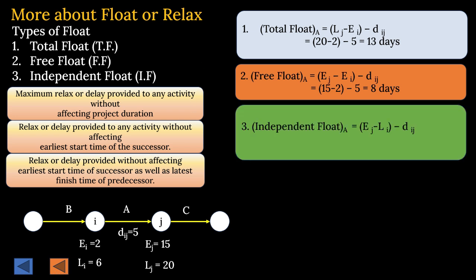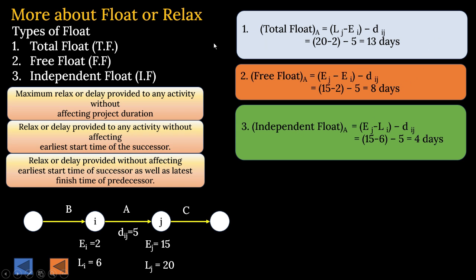What is that? Independent float of A is talking about without affecting the earliest start time of the successor, Earliest start time is EJ, as well as the latest finish time of the predecessor. Latest finish time is LI, minus the duration is the float. So 15 minus 6 minus 5 duration is equal to 4 days. So you can see we have calculated, depending on this definition, total float, free float and independent float.